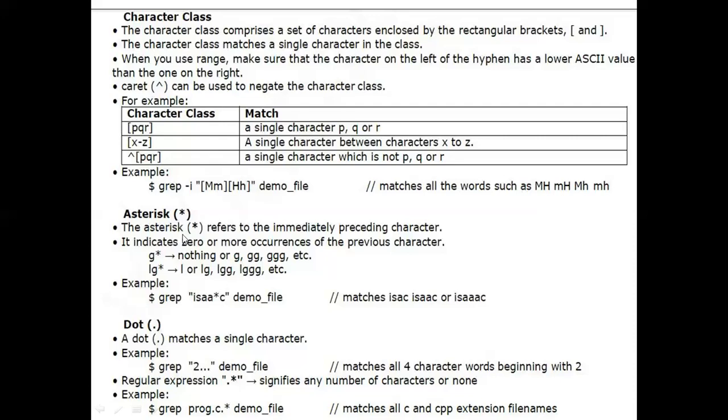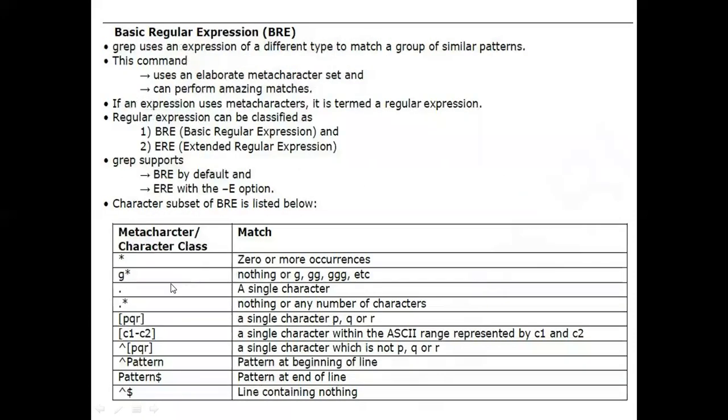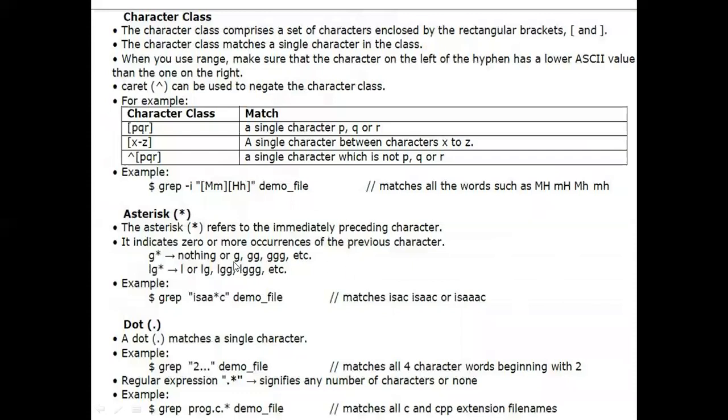Asterisk. The asterisk refers to the immediately preceding character. That means it indicates zero or more occurrences of the previous character. As we saw in this particular example, zero or more occurrences of the previous character. So either G can be absent, or G can appear any number of times: 1, 2, 3, etc. As you can see, G star means nothing. There is no presence of G at all, or G appearing once, G appearing twice, G appearing thrice.